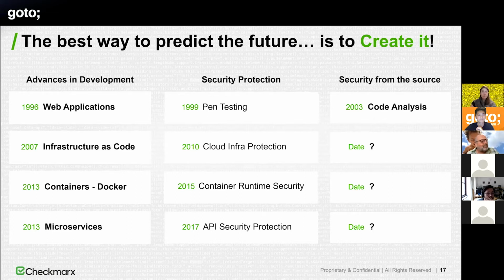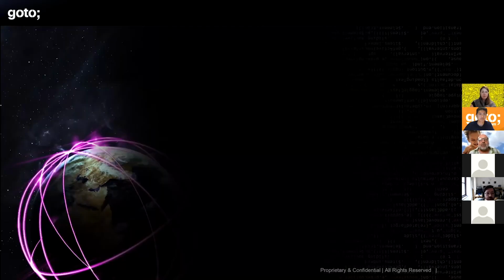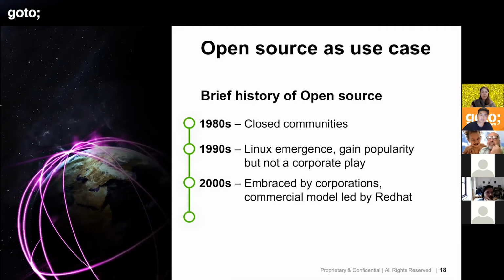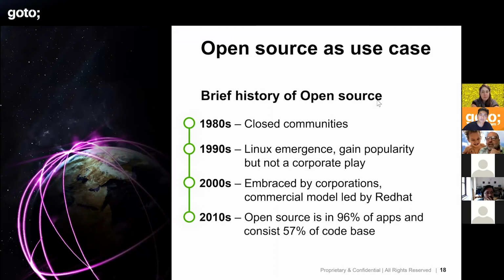CheckMark has just published, at the end of 2019 with the OWASP organization, the OWASP Top 10 for API security. There is a list. You can look at these publications. So if we are looking at this hypothesis, let's look at, for example, the phenomenon of open source. Open source has a long history. People used to share sources in closed communities in the 80s. Then Linux emerged in the 90s and gained popularity, but not in a corporate play.